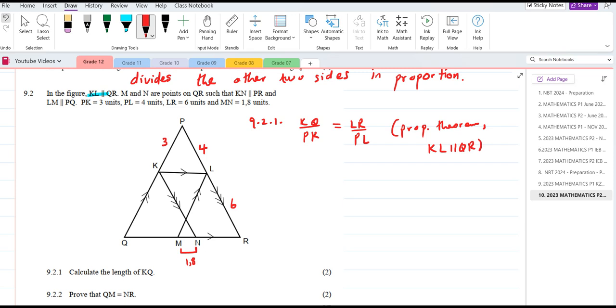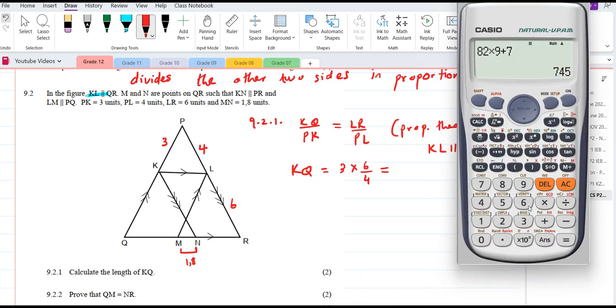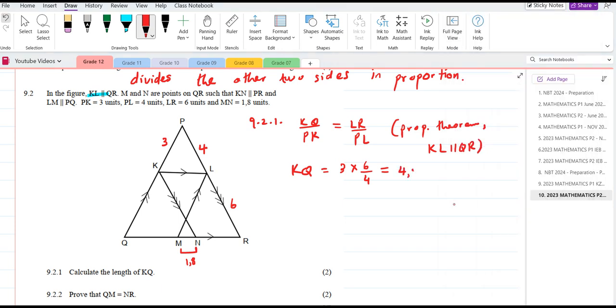Right, so I hope you guys are understanding. Now, what is KQ? That's what we need to find. So KQ is now equal to, remember we're going to take the PK across. What is PK? PK is 3 times, what's LR? 6 over 4. Right, so we're getting an answer for KQ. 3 times 6 over 4, we get an answer which is 9 over 2. So we're just going to write 4,5, right? So this is 4,5. Perfect. Moving on to the next problem.